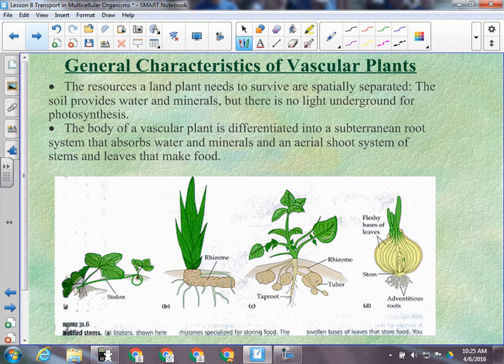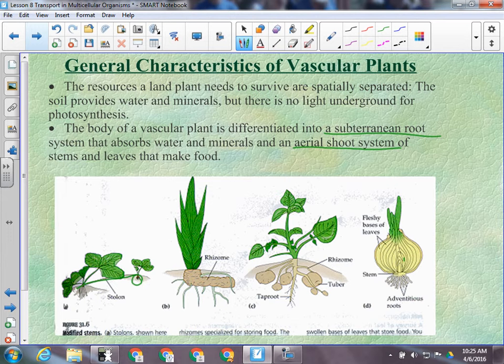All right. So the body of a vascular plant has obviously a subterranean root system. Subterranean means underground. Okay, that absorbs water and minerals, and an aerial shoot system, okay, of leaves that's responsible for carrying out photosynthesis. And then, of course, in between those two is your vascular system. Okay, within the stem are the vascular tissues of the xylem and phloem that transport water and sugar.